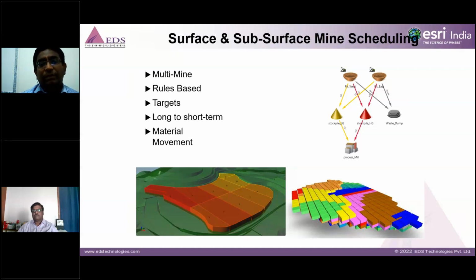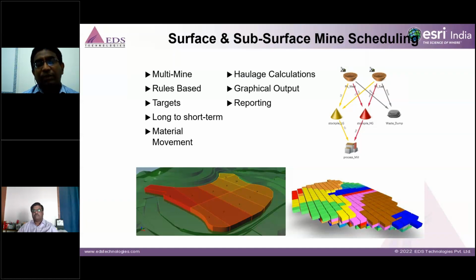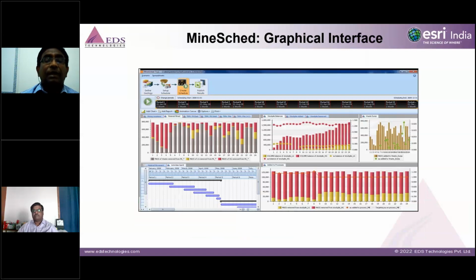So this one will be multi-mine, rule-based, target-based, long-term to short-term material movement, and other applications you can do. And the whole rows calculation, graphical output, reporting, everything you can do, which will definitely be applicable for the mines. Then here you can see period wise what ore and waste material you are getting, what grade you are getting, how much material, and whether it is as per the applicable requirement of the industry or the organization. So you can have the schedule before production or during production, to have better production planning during your process.